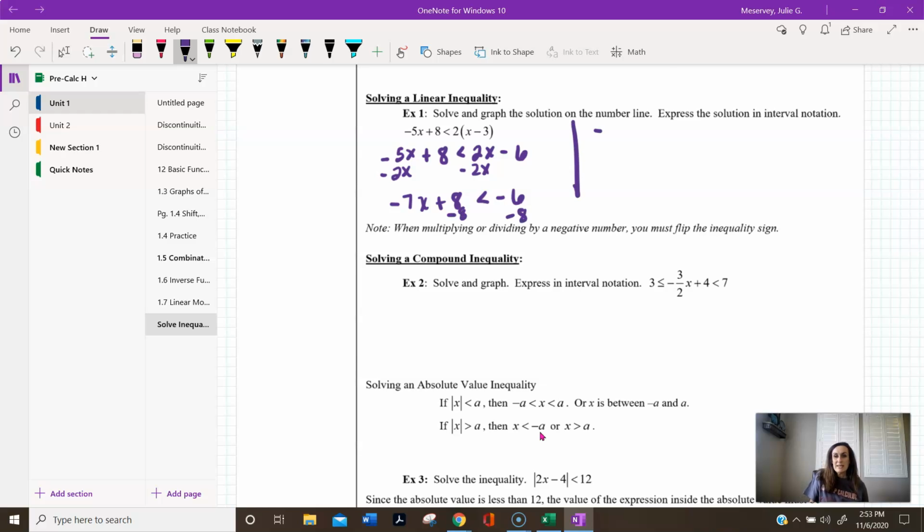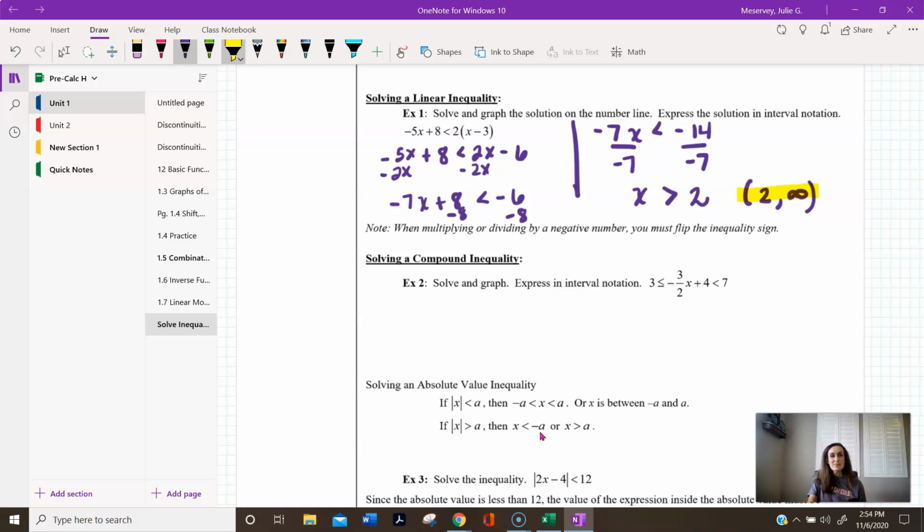So negative 7x is less than negative 14. Just a reminder, when you divide by a negative, you're going to flip the inequality in the other direction. So x is greater than 2. So we will do parenthesis, we'll start at 2, and we'll go to infinity if we're going to write it in interval notation like we do in everything in this class.